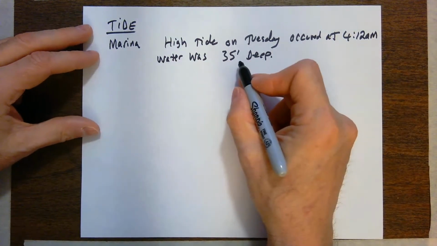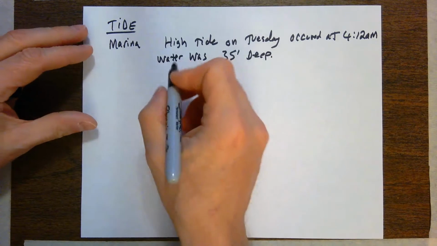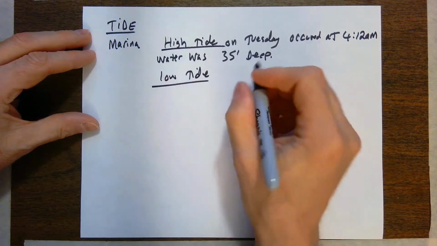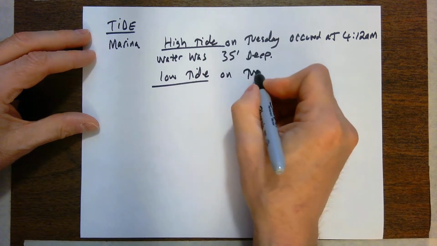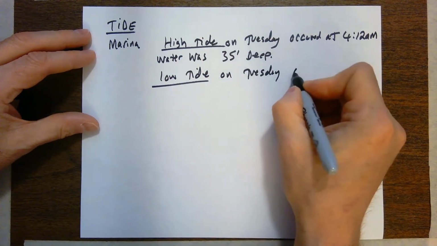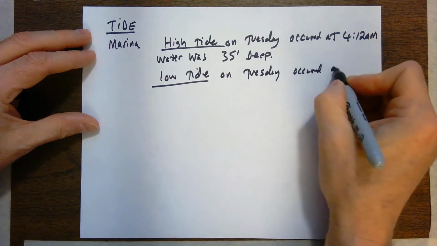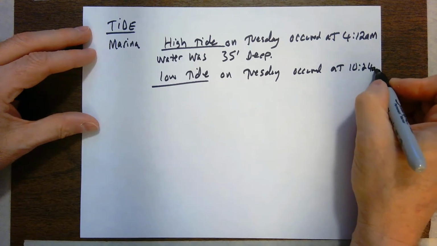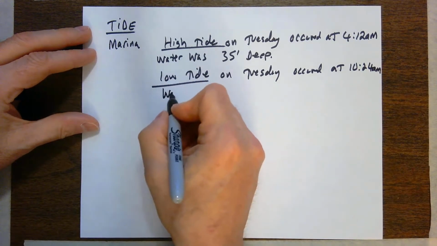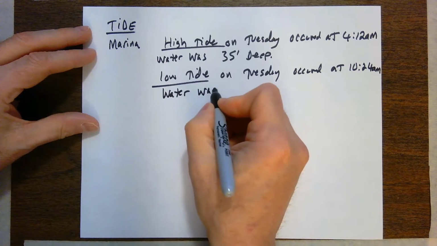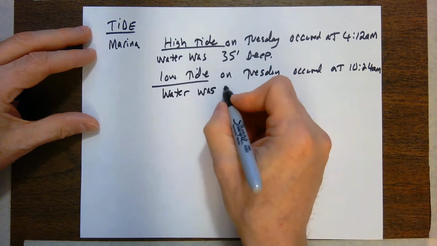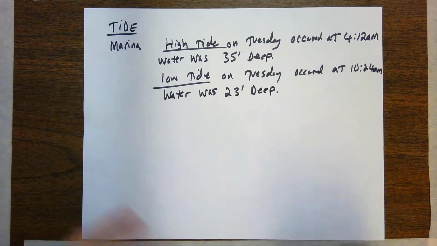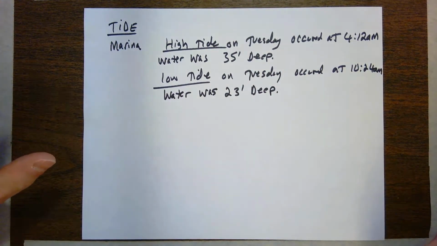Now, that's the deepest the water's going to get. And of course, the tide starts going out until you get to something called low tide, which is going to be the lowest of the tide. And the low tide on Tuesday occurred at 10:24 a.m. And at that time, the water was only 23 feet deep.